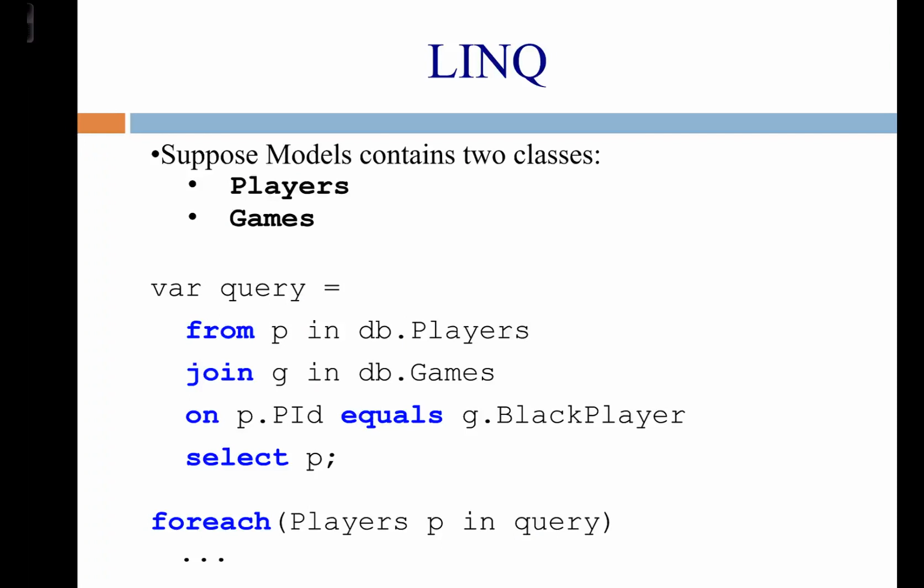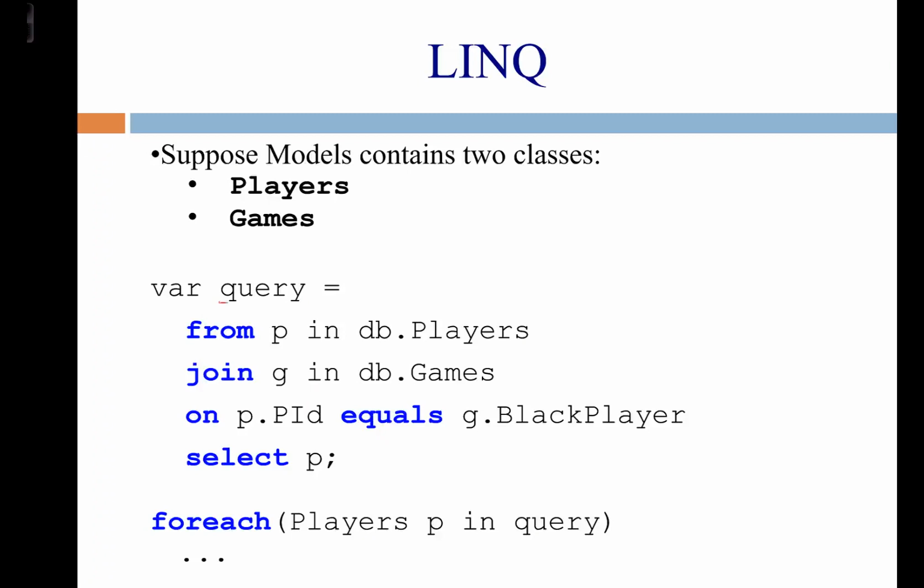And the things we're querying are C# collections, classes that mirror the database tables. So db.players, for example, is a collection that was generated by the automatic scaffolder tool, and it mirrors the players data table in the chess database. So I've written this query: players join games on PID equals black player. This is essentially just giving us all black players.